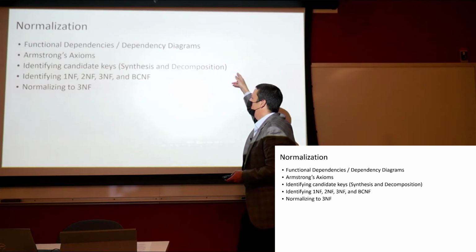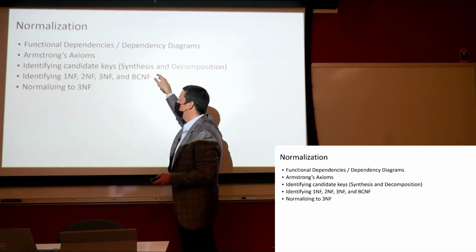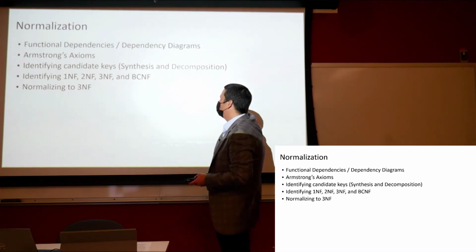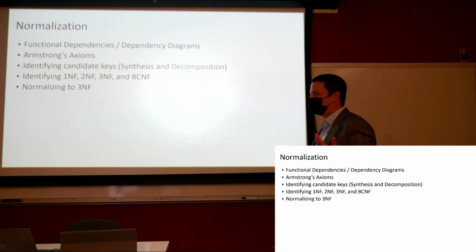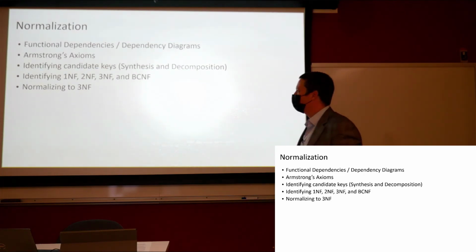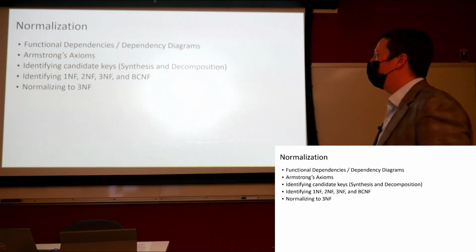So we identify our candidate keys, and based on that, we can determine if a relation is in first, second, third, or Boyce-Codd normal form. And then we need to be able to normalize up to third normal form. I probably won't throw a normalize-to-BCNF thing at you. I just think third normal form is a pretty good place to land for most of our business problems.